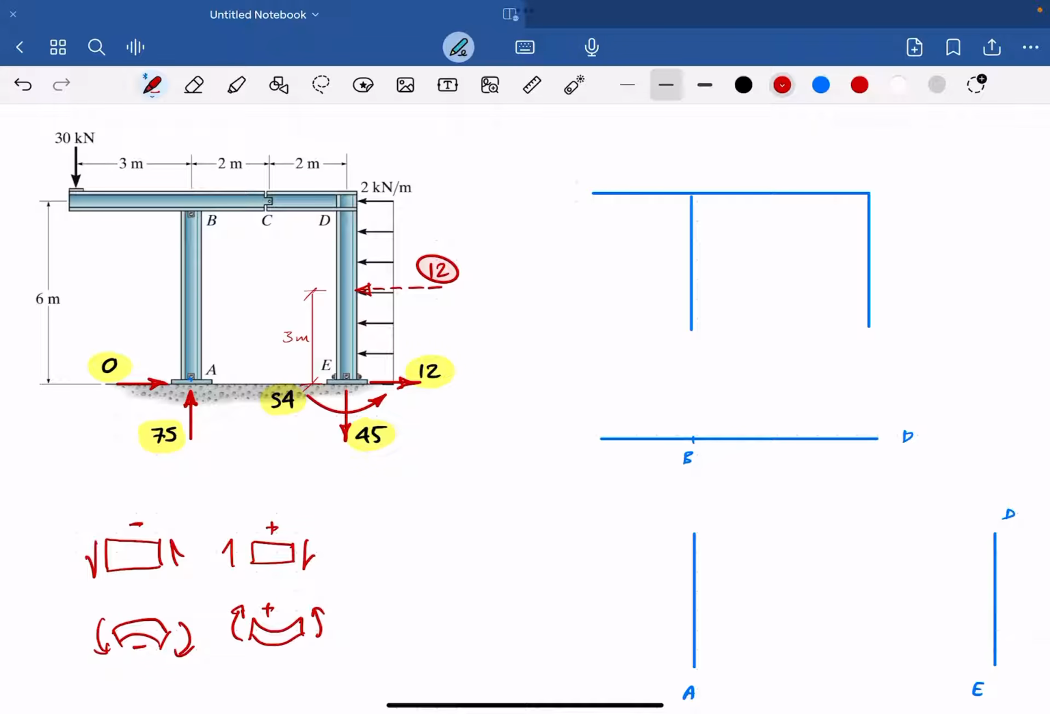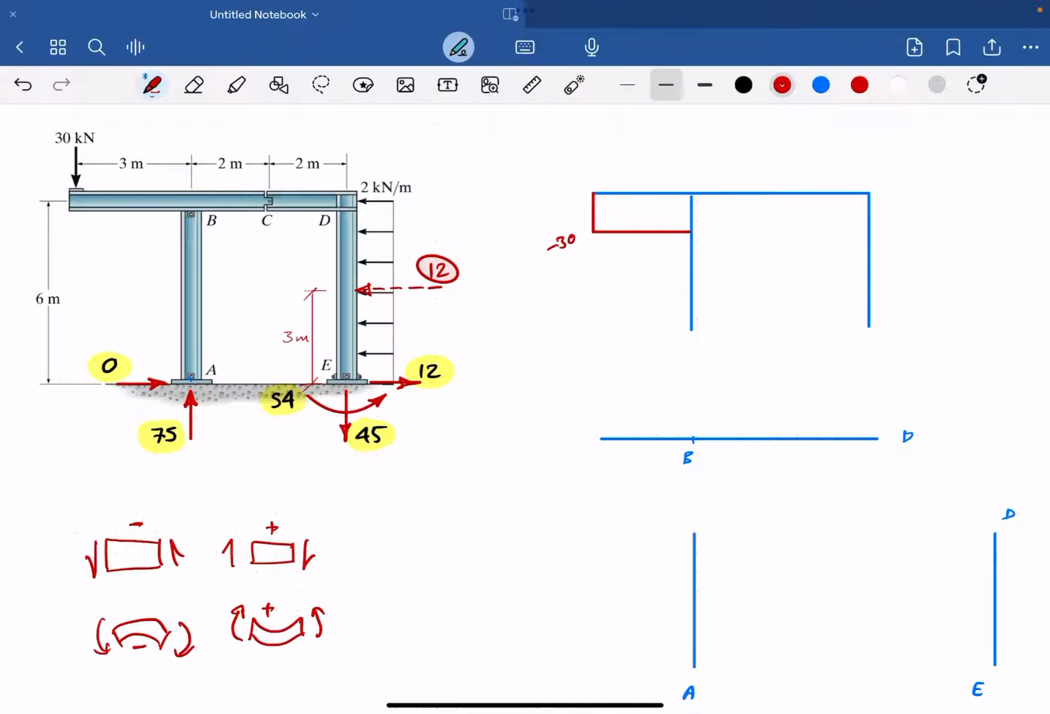So if we start drawing the shear from the left side, if it is going up, it will be positive. Here we have 30 going down, so it will be negative. Therefore, we come to this point and go down with minus 30. So the value here is minus 30 kilonewton. Then there is no load here, so it will go horizontal until it comes to this point.